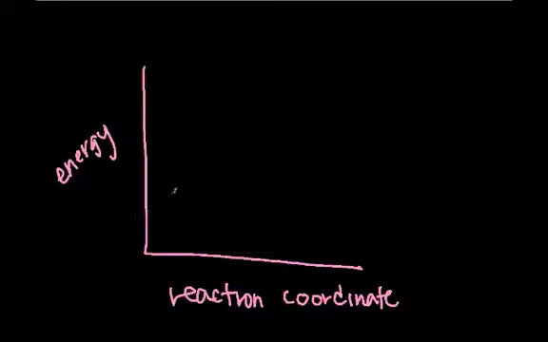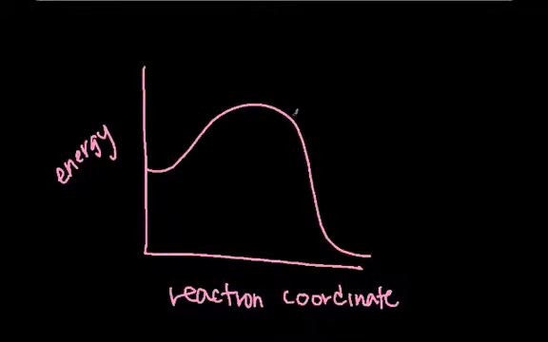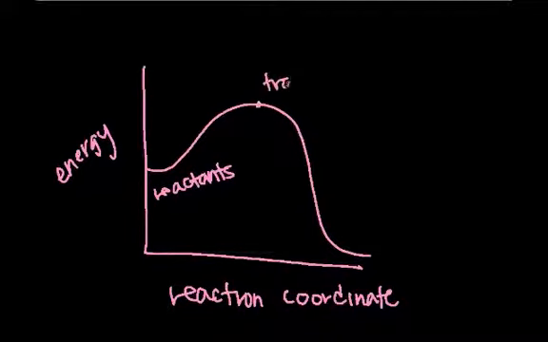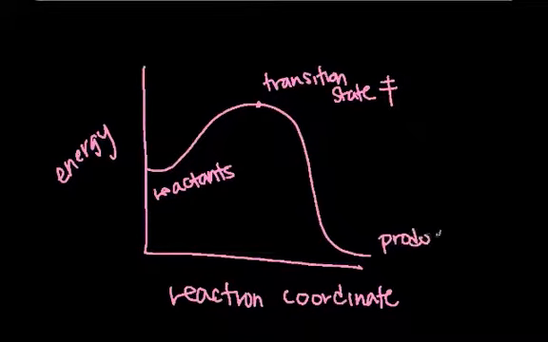Energy goes up as we go up the y-axis. So let's consider this typical energy curve, for example. And here we might have the reactants. Here we'll have the transition state, which is typically denoted by this symbol. And here we'll have the products. The reactants is what we start with, and the products is what we end up with.